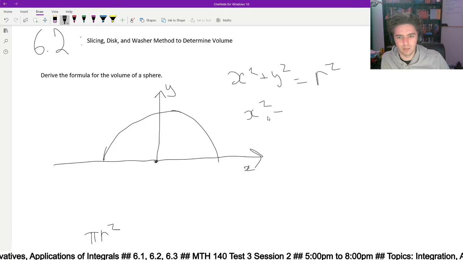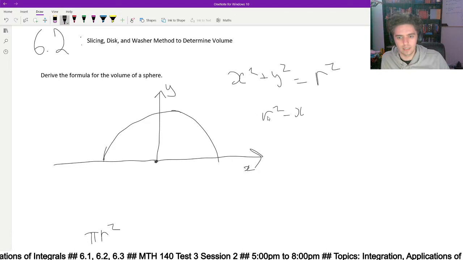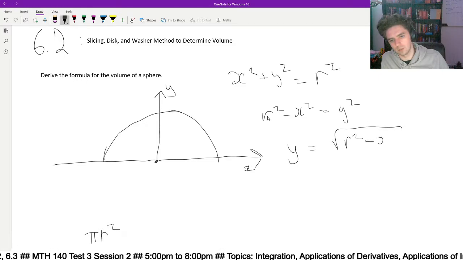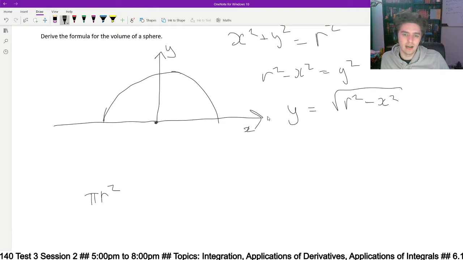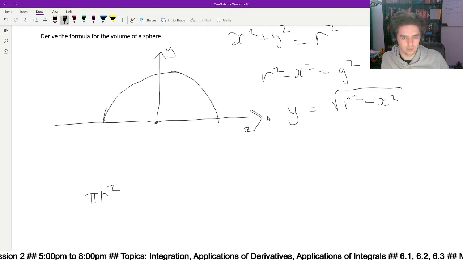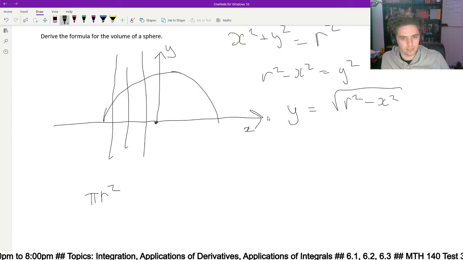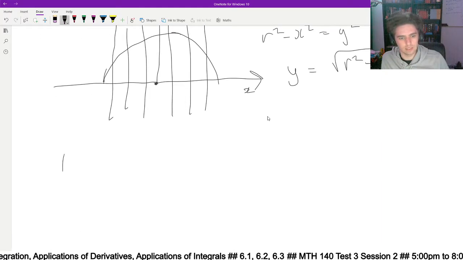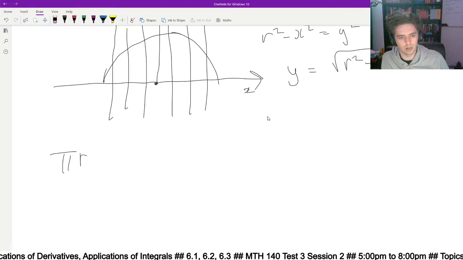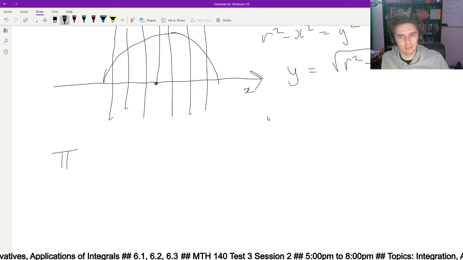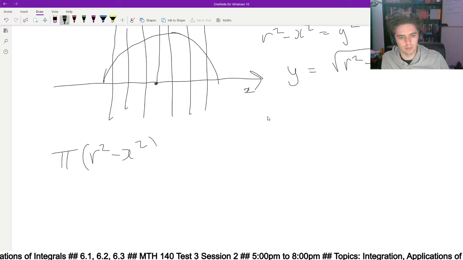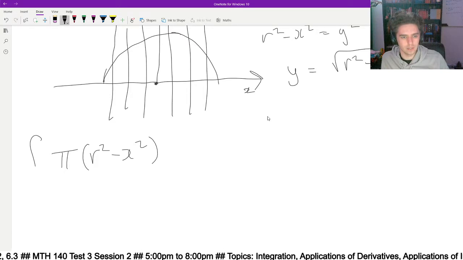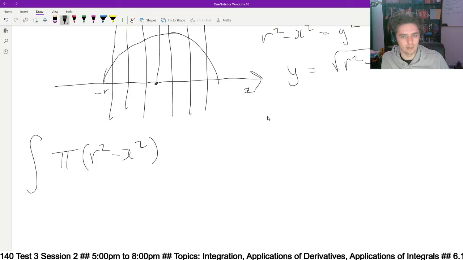Okay, so x squared plus y squared equals r squared, so y squared equals r squared minus x squared, right? So y is going to equal the square root of r squared minus x squared, and that's going to be the radius of each of these circles. If I take the slice like this, the radius of each of those cross sections is going to be the y value. So if the area of one circle is pi r squared, the area of all those circles is pi times this squared, so it's r squared minus x squared, where r is the radius of the whole sphere. And we want to integrate this from negative r to r.